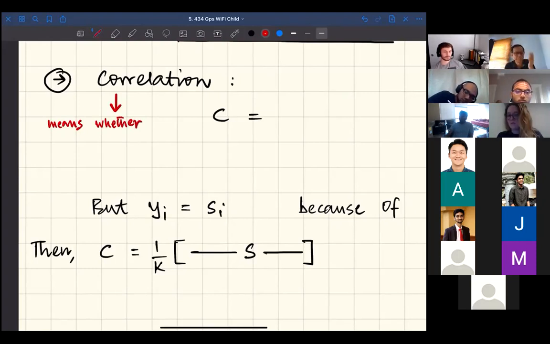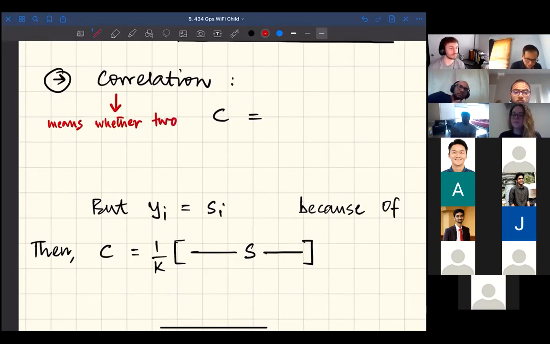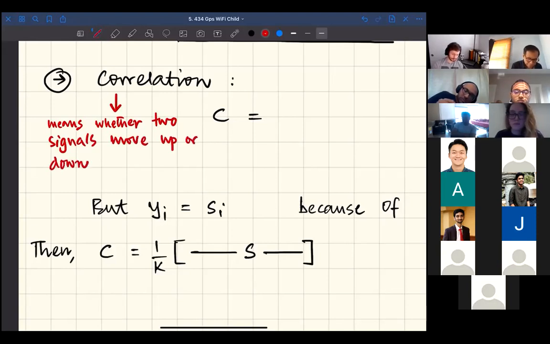What is match? When do you say two signals are matching? When they look alike. Can you define more clearly, even more quantitatively, what look-alike would mean? Suppose I say, give a mathematical definition of look-alike. Maybe when one moves up, the other one moves up, and vice versa. Perfect, perfect. Means whether two signals move up or down similarly.